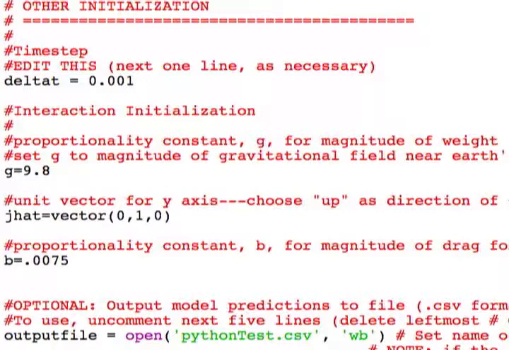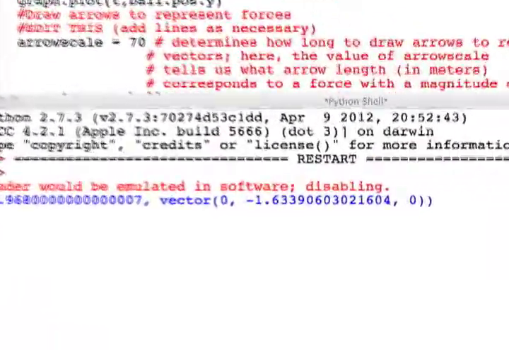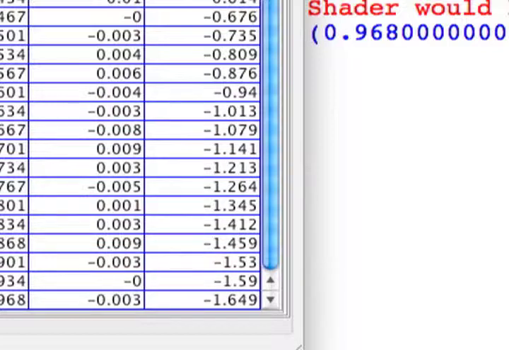I added a value for g of 9.8 and used the unit vector for j hat, which was 0, 1, 0. After several test runs of the VIDLE model, I determined that a good value for the proportionality constant would be 0.0075. I did this by comparing the VIDLE y vector results with the Tracker y vector results and adjusting the b constant until I had similar y vector values to that of the recorded video in Tracker.